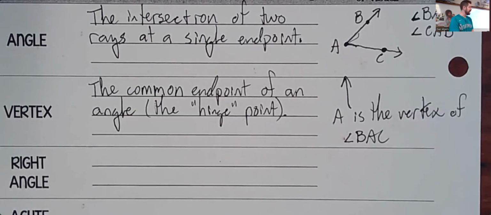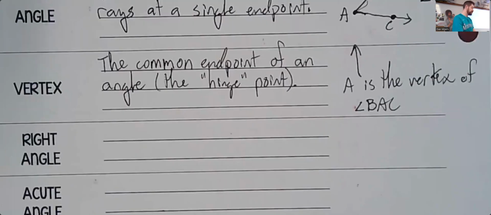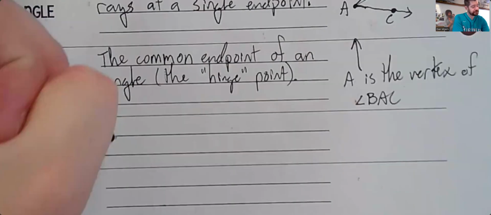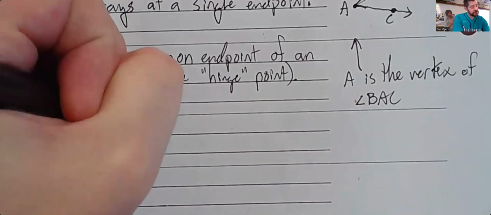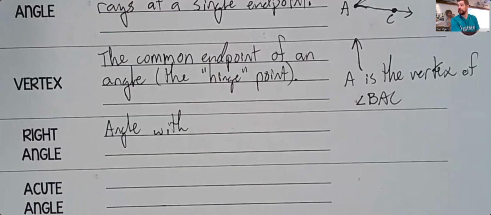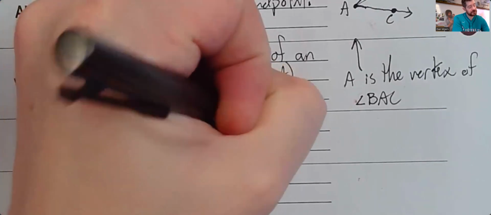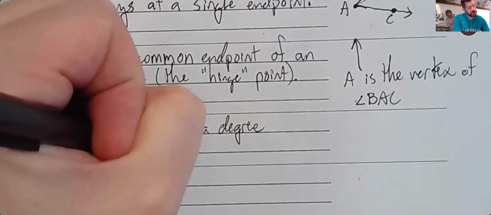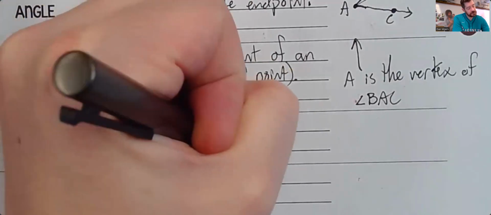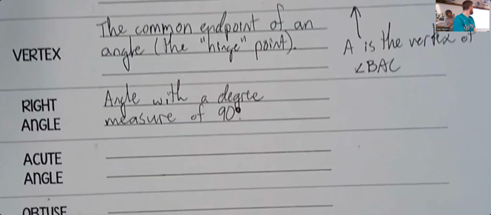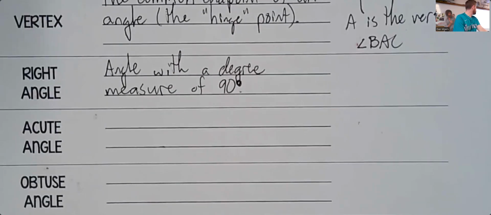So, all right, next one, a right angle. I think most of us know this. So who can tell me what a right angle is? Yeah, an angle that has 90 degrees, exactly. So an angle with a degree measure of 90 degrees. So a right angle is an angle with a degree measure of 90 degrees.